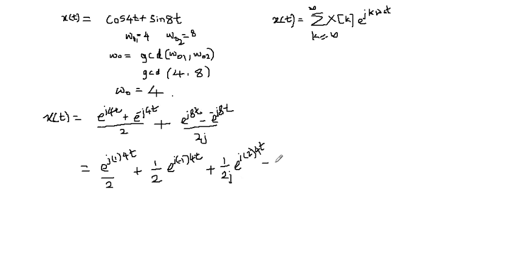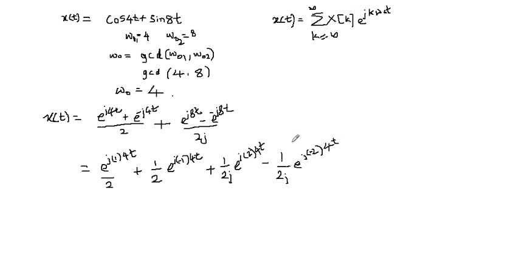And similarly minus 1 by 2j, divided by e raised to, now what would be the term? e raised to j, let's write minus 2 here, 4j.